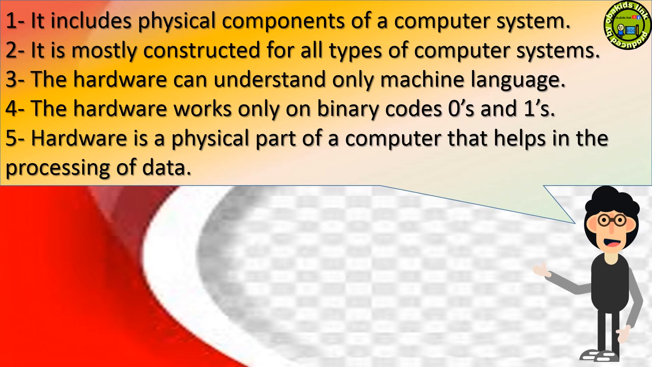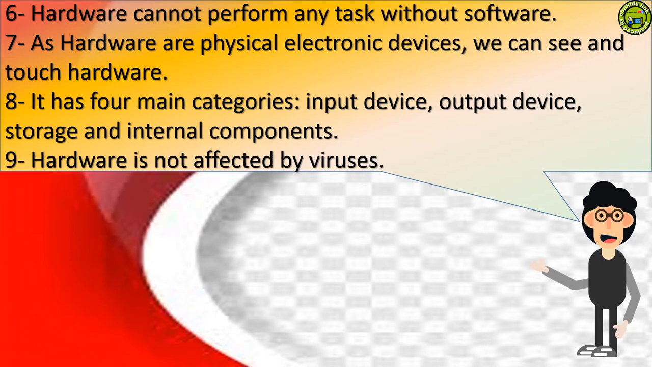5. Hardware is a physical part of a computer that helps in the processing of data. 6. Hardware cannot perform any tasks without software. 7. As hardware are physical electronic devices, we can see and touch hardware. 8. It has 4 main categories: input device, output device, storage, and internal components. 9. Hardware is not affected by viruses.